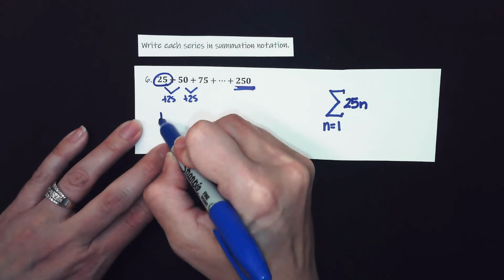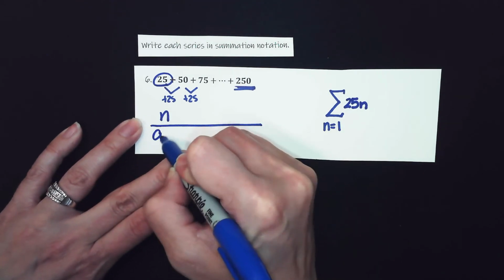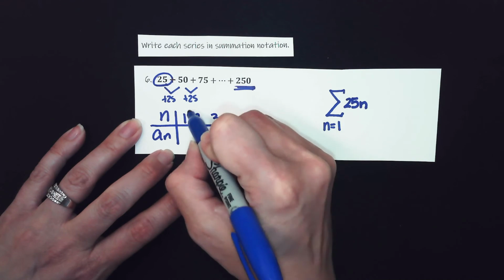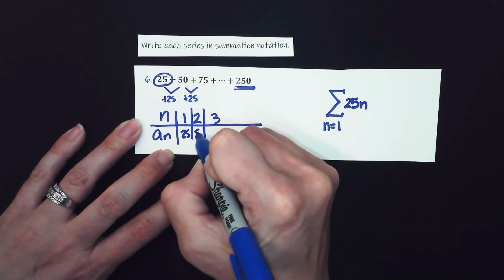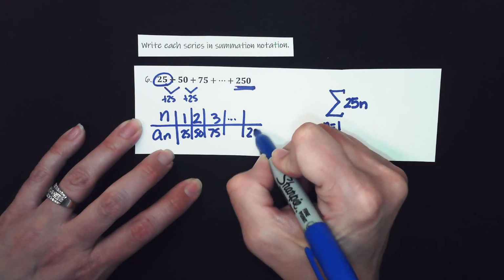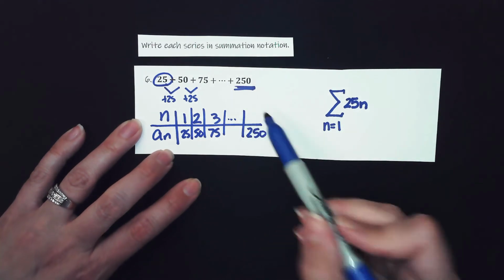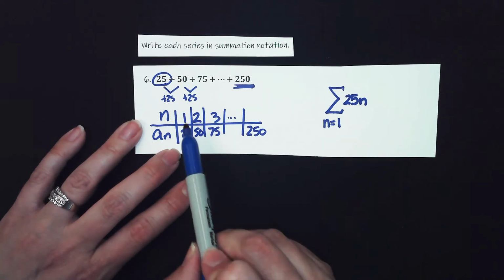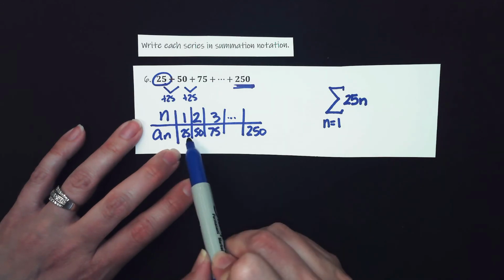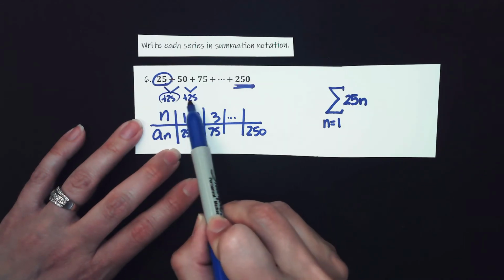Because remember, if the table helps you, like we were drawing before: 1, 2, 3, 25, 50, 75, ... Okay, and I know I end at 250. So I need to figure out what term this is. So if I take whatever n is and I'm multiplying it by 25, this is where I got it. It's what's being added each time.